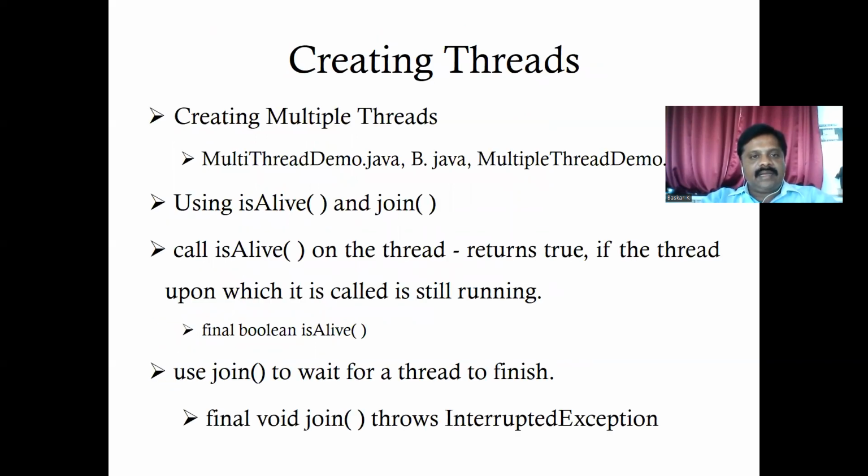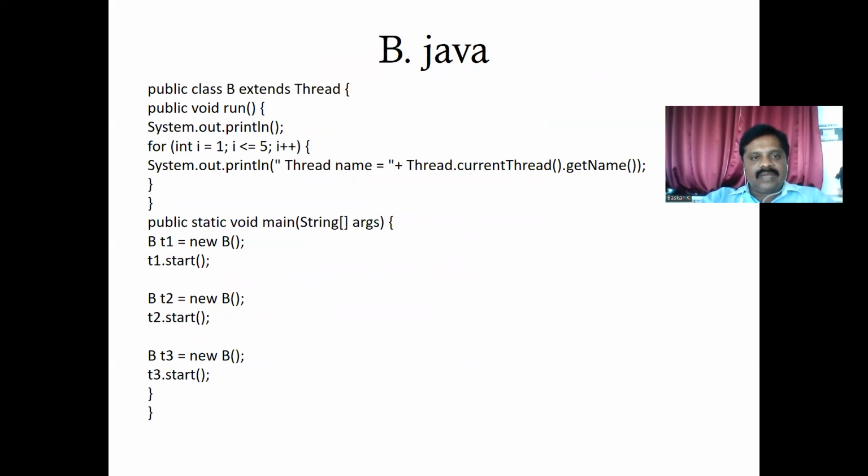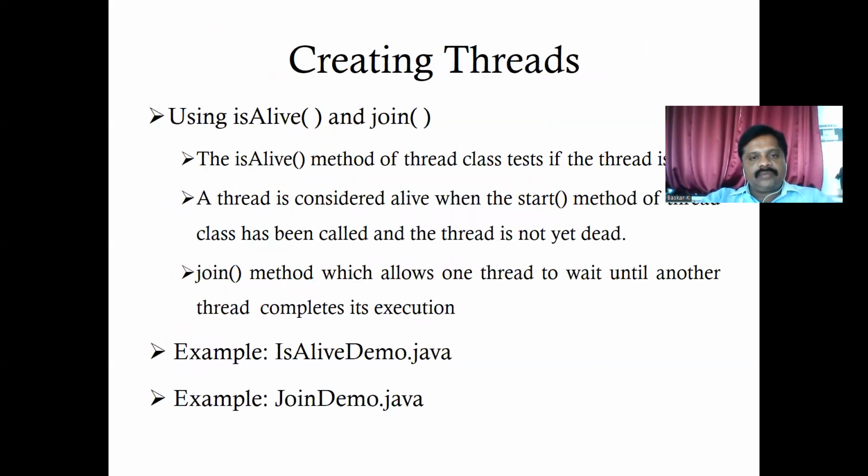Next, creating multiple threads. We are using some methods like isAlive and join. We use join to wait for a thread to finish. It is declared as final void join, throws InterruptedException. Regarding this, we will see the programs in the laboratory session. So we will see in the next class. Thank you.